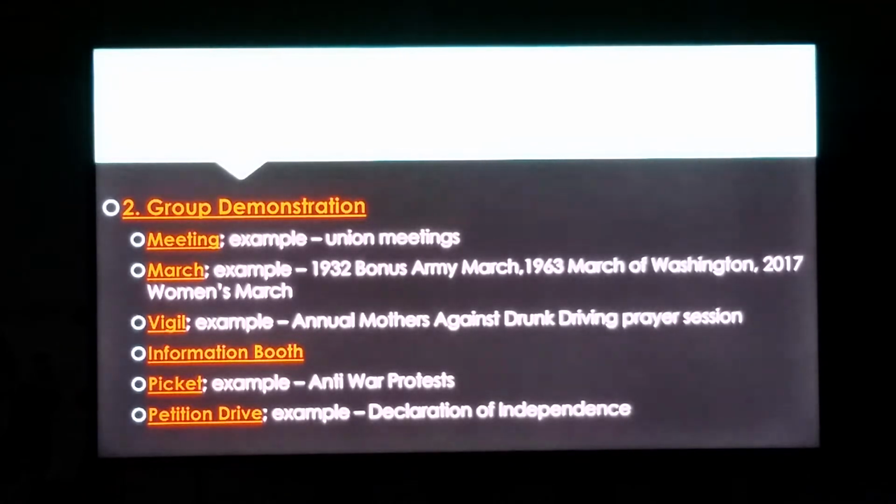The 1963 March on Washington for Jobs and Freedom, we'll talk about during this unit. The 2017 Women's March, we've had science marches. Marches are pretty common forms of protest. You can have a vigil, which is sort of a prayer session that people have often outside with candlelights at night. One big one, the annual Mothers Against Drunk Driving prayer session as an example.